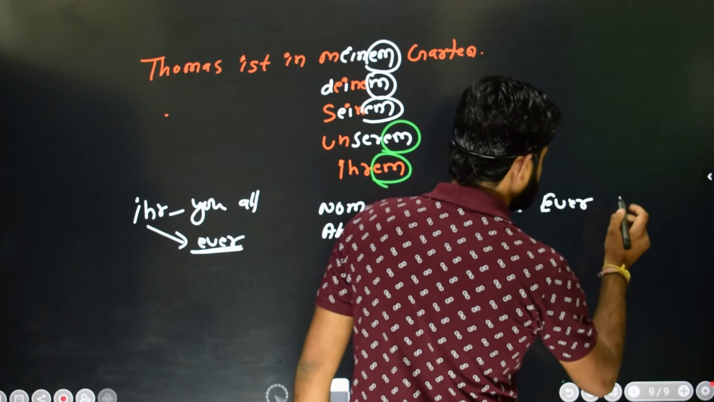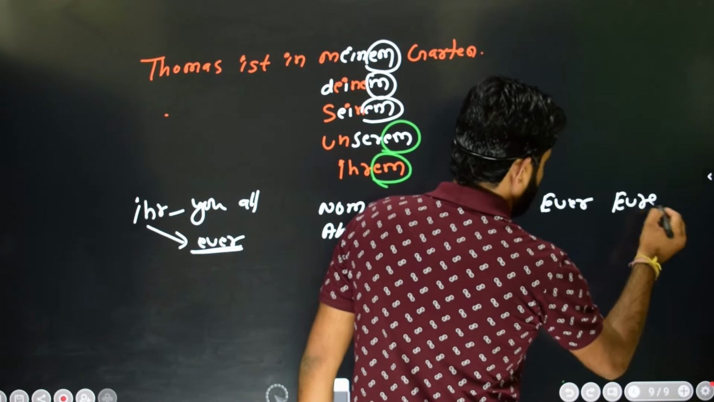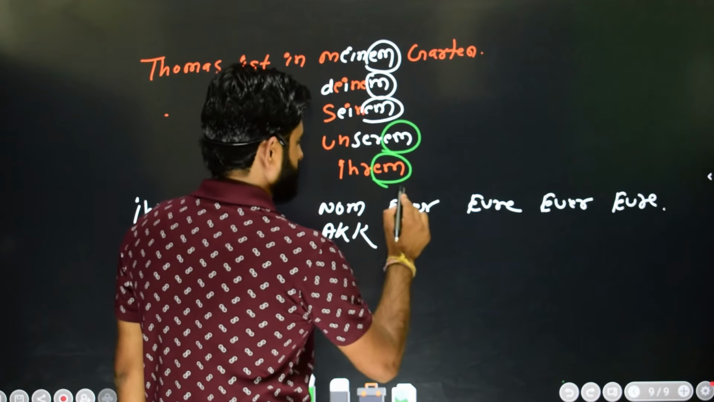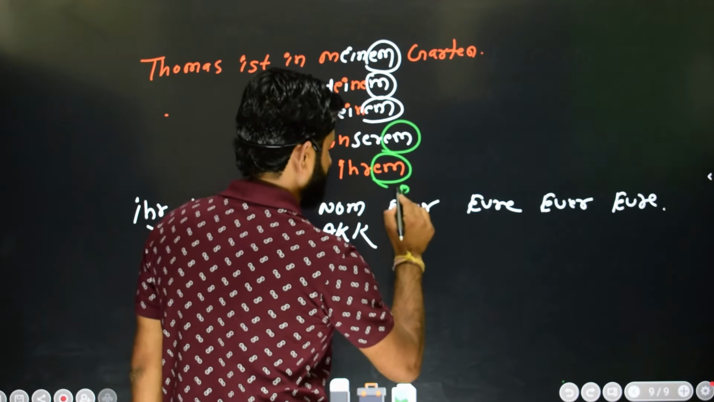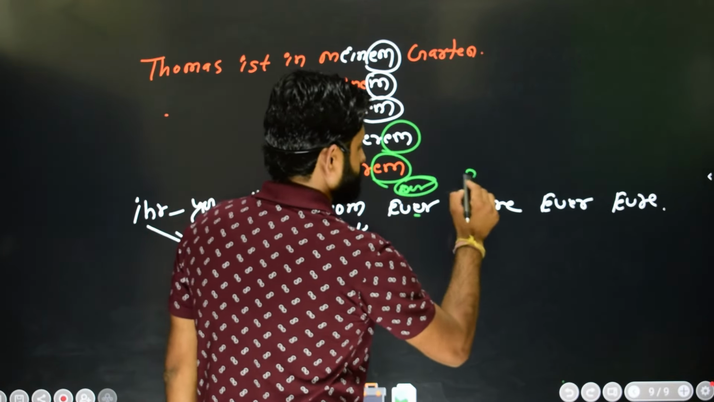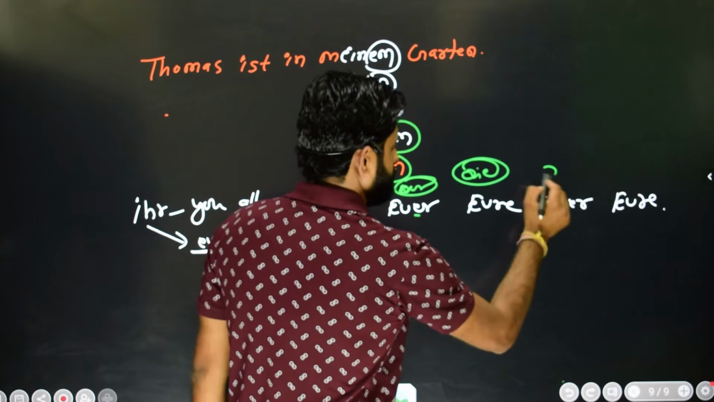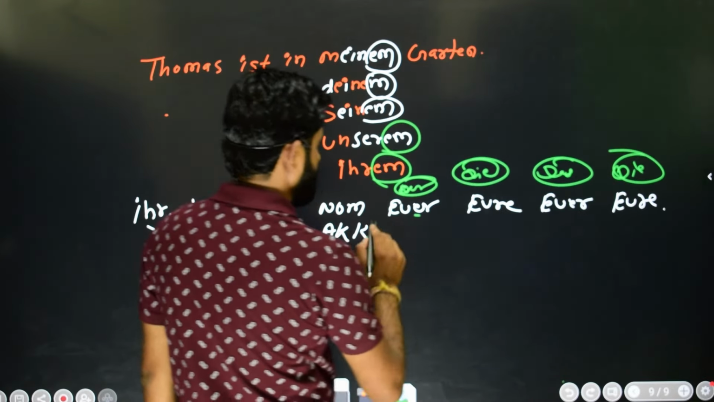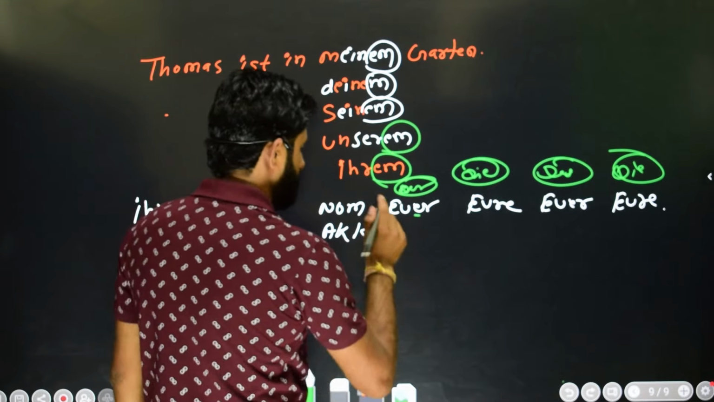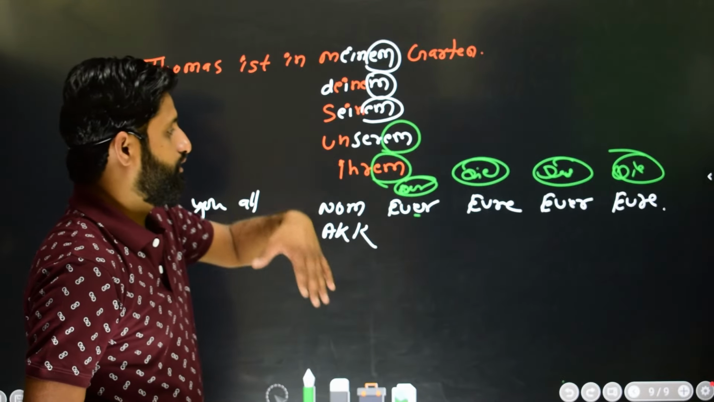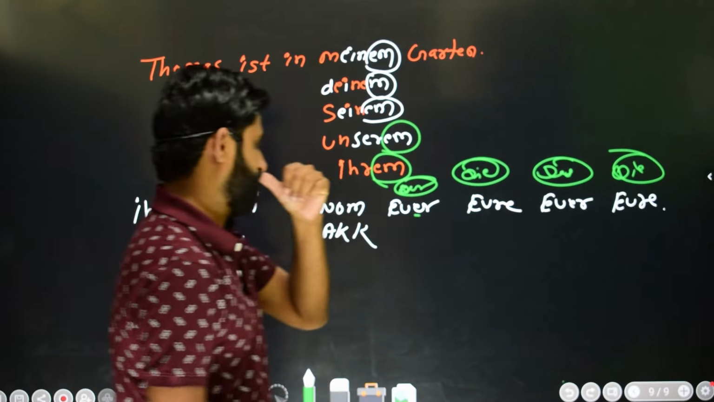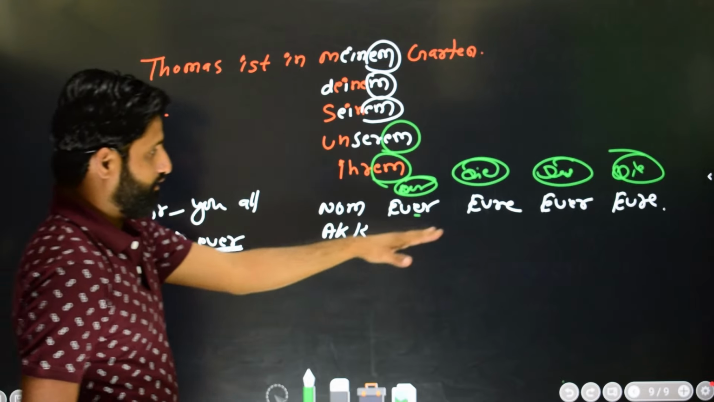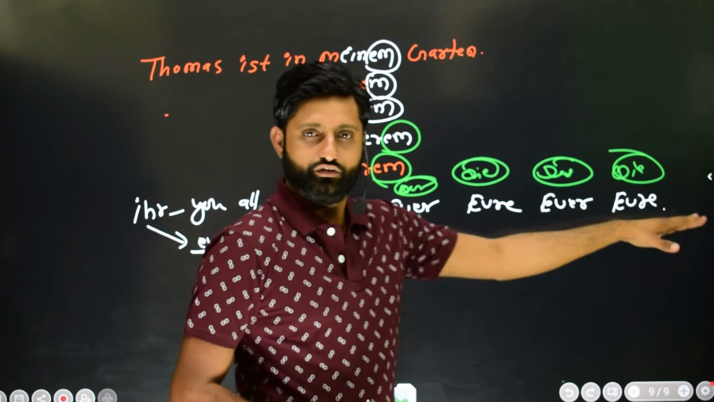Euer, eure. This is nominative. Nominative case for der, this is for die, that is the feminine, this is for das, and this is for die. Same we will have for accusative as well. Euren, eure, euer, eure.